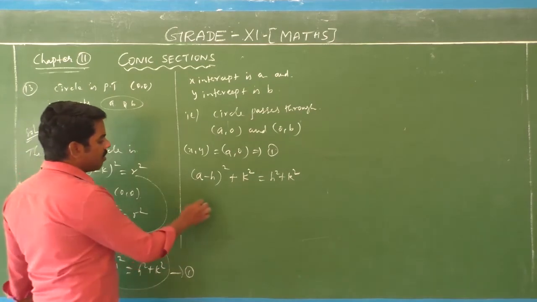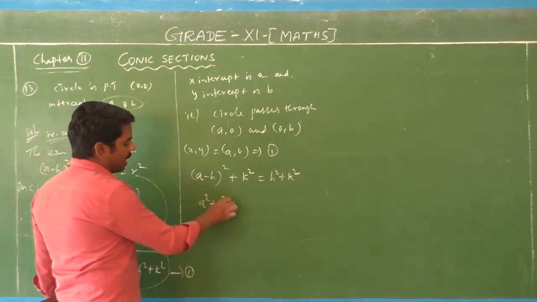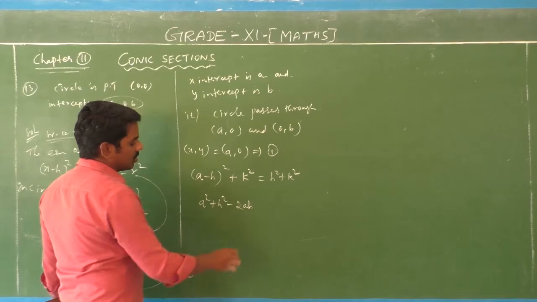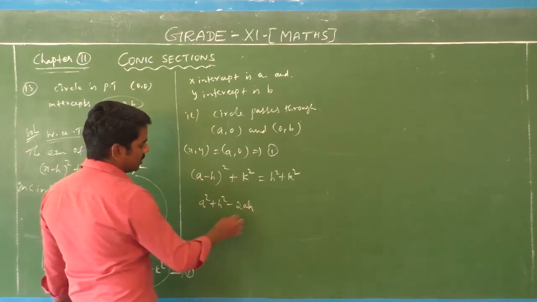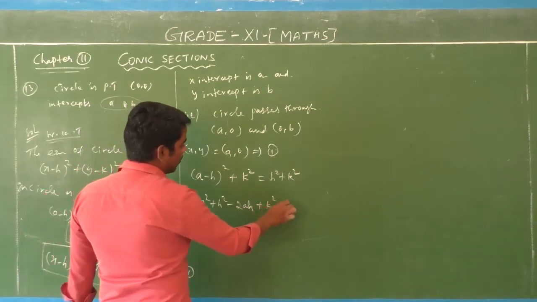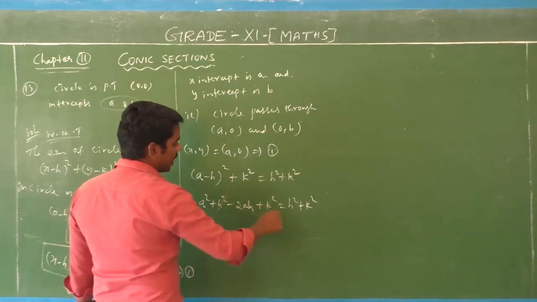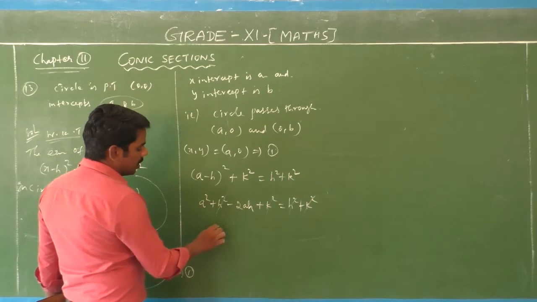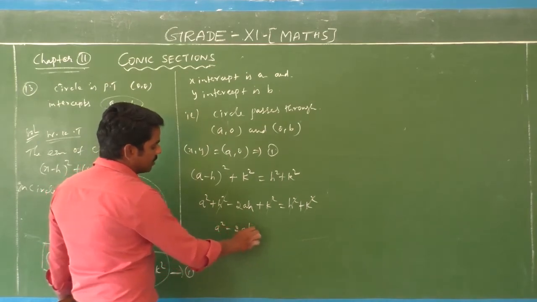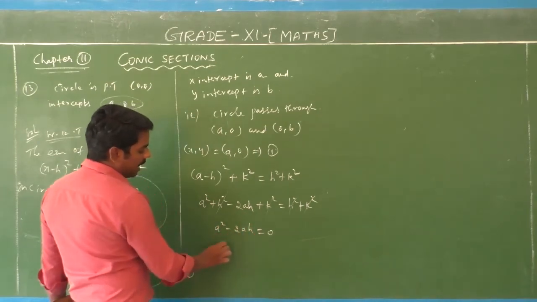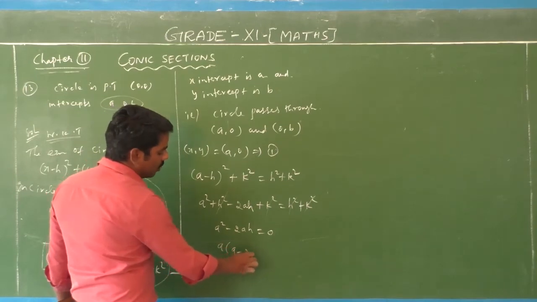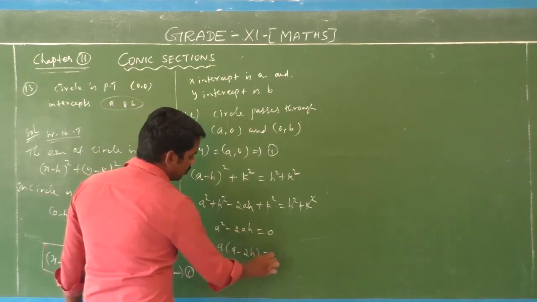So simplify this: a square plus h square minus 2ah plus k square equal to h square plus k square. Both sides, h square and k square are common, so they cancel. Remaining a square minus 2ah equal to 0. So take a common on both sides: a times (a minus 2h) is equal to 0.